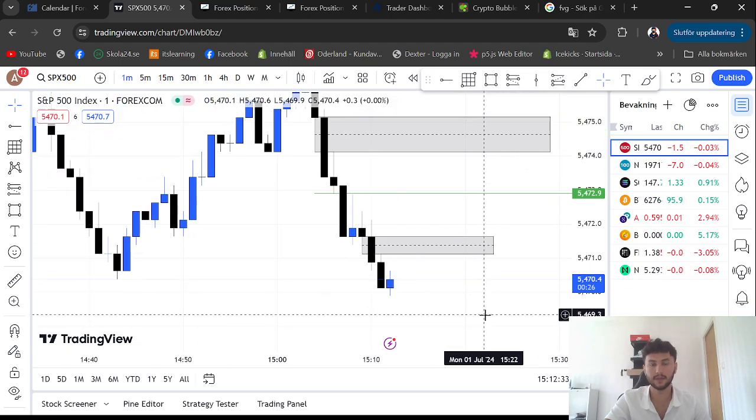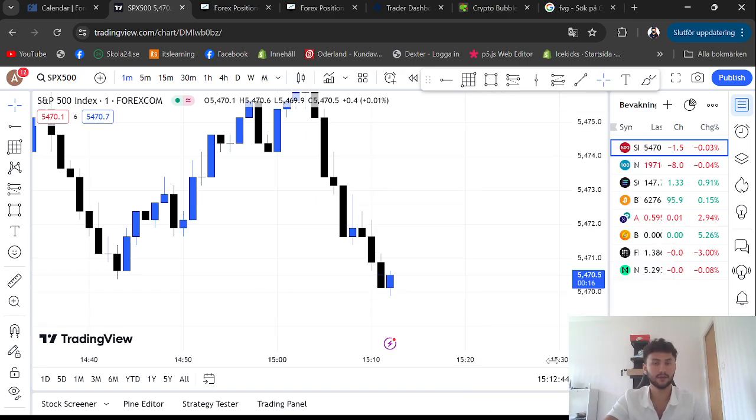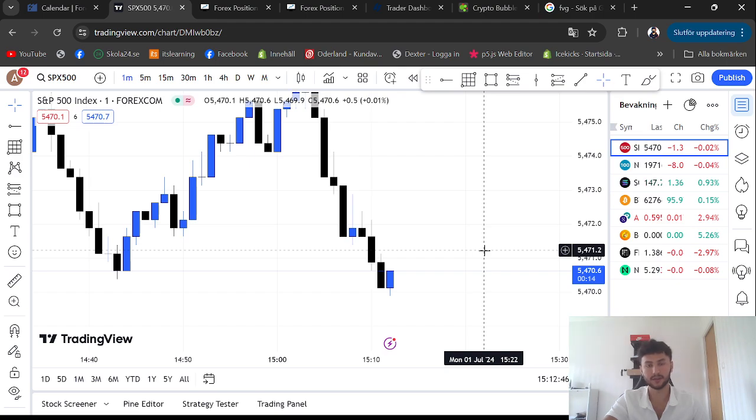So fair value gaps are on every single time frame, and they're made of 3 candles, and they're really important in the market, as I explained a lot of times for you, like just now.